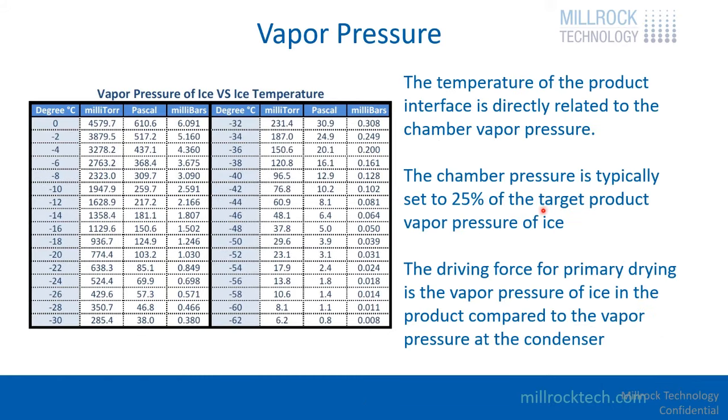This is a vapor pressure chart. It gives us an idea of the vapor pressure at different ice temperatures in the process. So if we're trying to run somewhere around minus 18 degrees on our product, we said that we're going to set the chamber pressure to about 25% of that. So here, let's just say it's 1,000. We try to be running at about 250 millitorr, and that's going to be about minus 32 ice vapor pressure in the product itself. That's going to keep our product actually closer to minus 18 because of the driving force of the sublimation event.